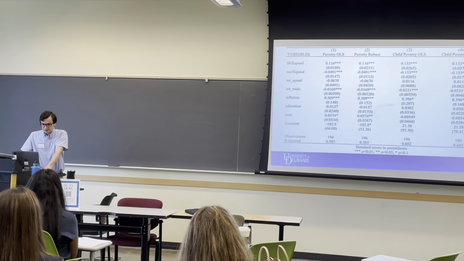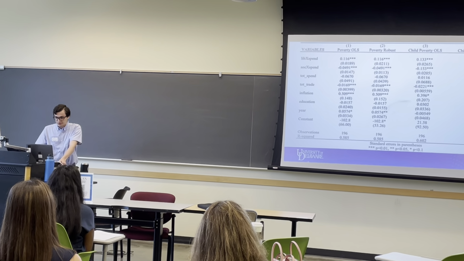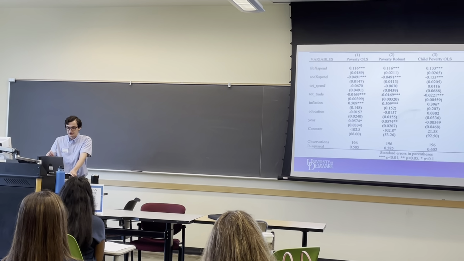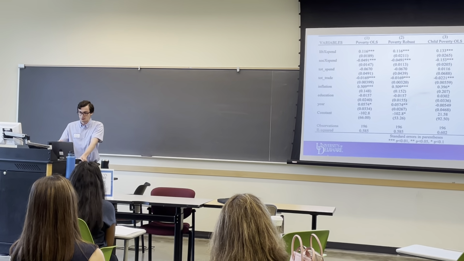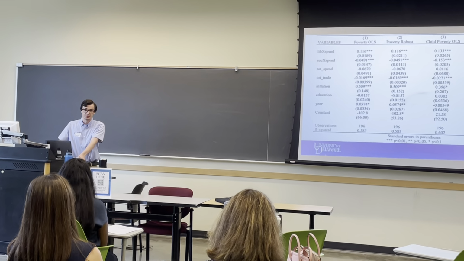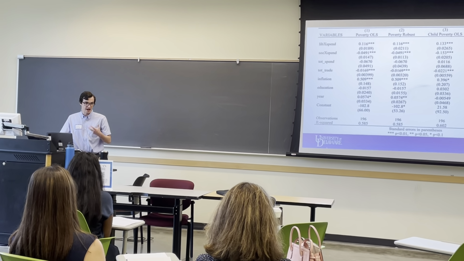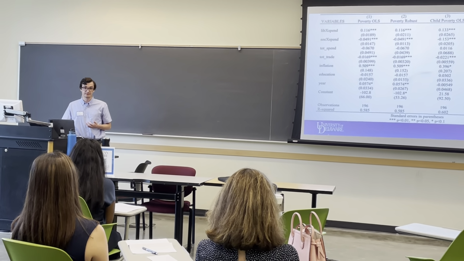And the interesting one was child poverty again. The social democratic one is the best at reducing child poverty, reduced at negative 0.153% for each additional unit of social spending. So they're kind of powerhouses when it comes to reducing child poverty.